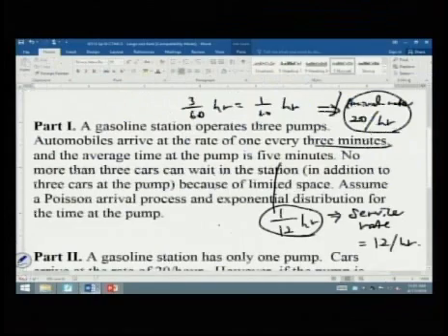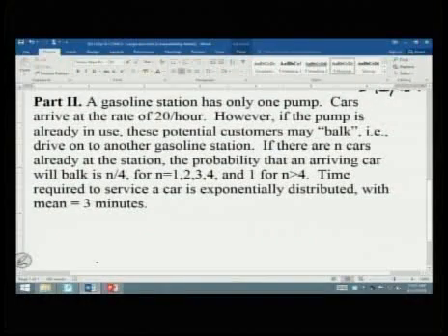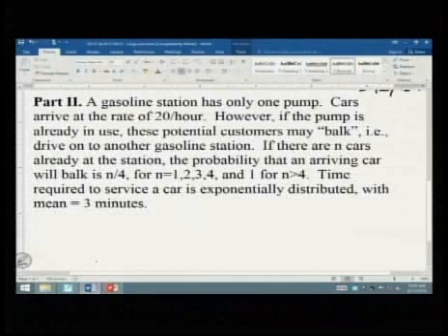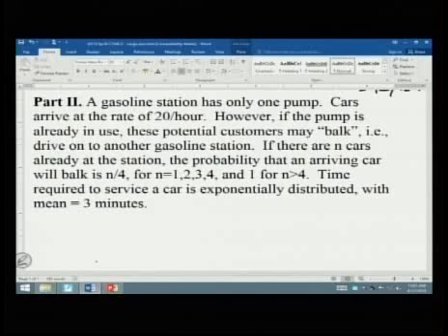Okay, now let's move on to the second part. Again, let me give you a couple minutes. Please read through the problem description and try to define the state of the system first, and then using the state of the system, build up the Markov chain model. Okay?